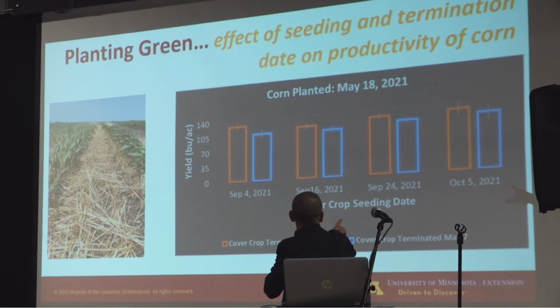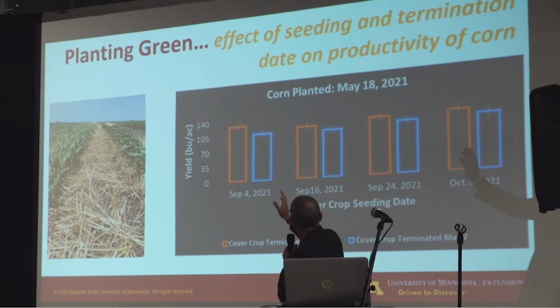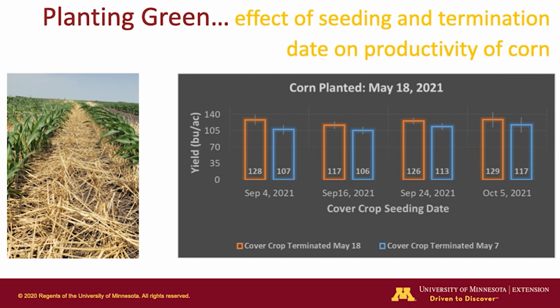cover crop seeding date, corn was planted on May the 18th. So the red or the orange one is cover crop terminated on May 18th, and the blue one is cover crop terminated on May the 7th. The May 18th the corn was planted green. Consistently, we did it a little bit better than in the other. But as I said, it's 1 year, a dry year, but it's encouraging to me.